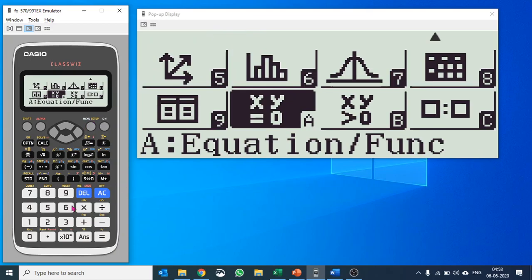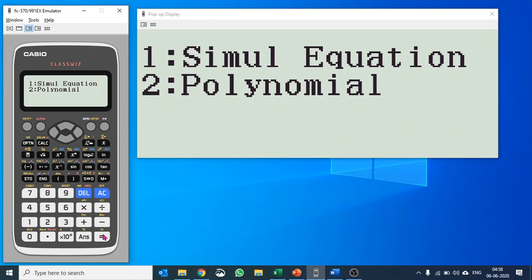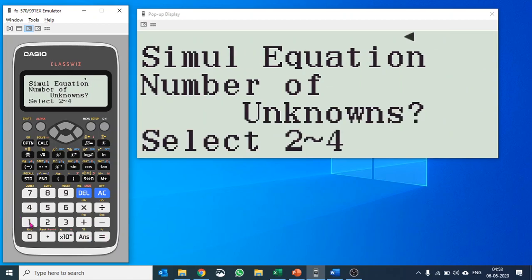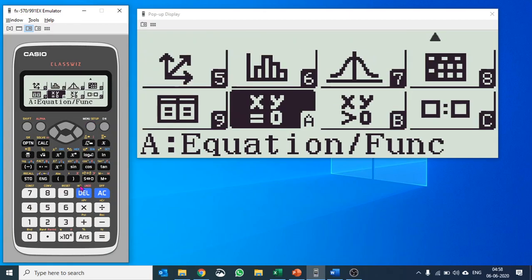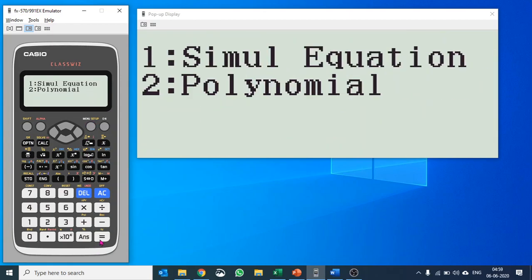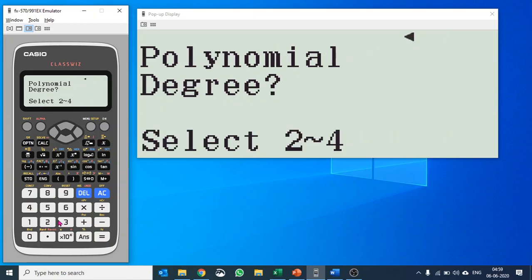Should you like to solve a set of 3 equations with 3 unknowns, so 3 variables, or 4, you can select the needful settings from here. Anyway, now what we are going to do, we'll go back to the equation and this time we'll solve a polynomial. That will be the second part of our question.